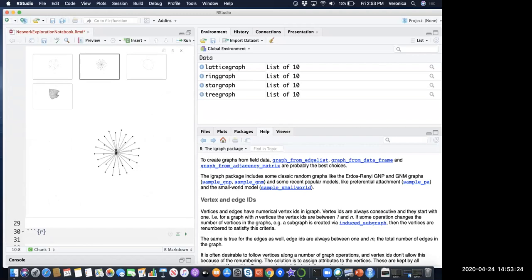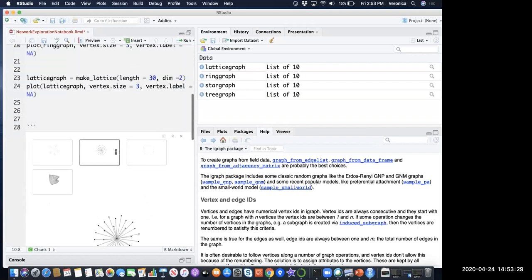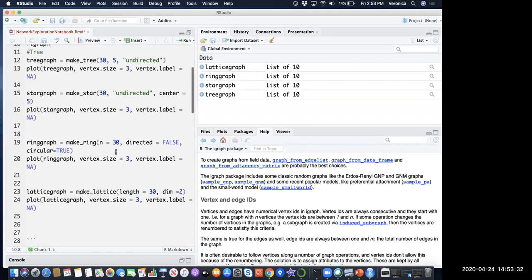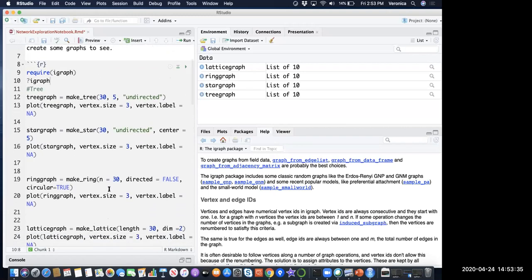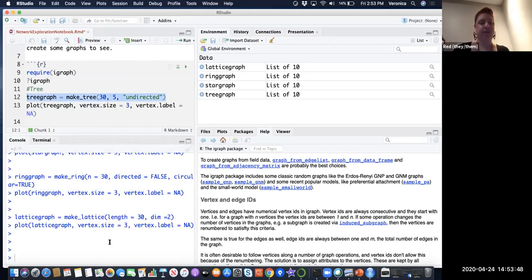Can I ask a quick question? Sure. Are we supposed to be able to type that command in and do that? Because it doesn't work. If iGraph is running and you type in tree graph equals make tree, and then you run that, it should create it? Exactly. So if you put that in your console, you should then have a variable called tree graph listed in your environment.